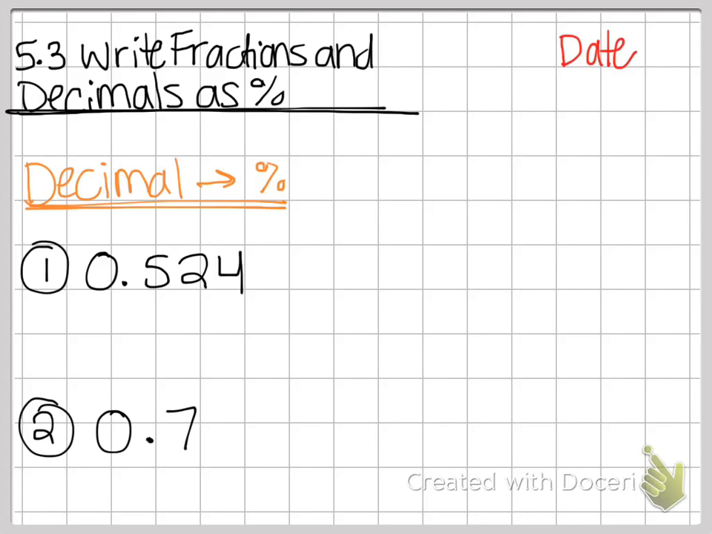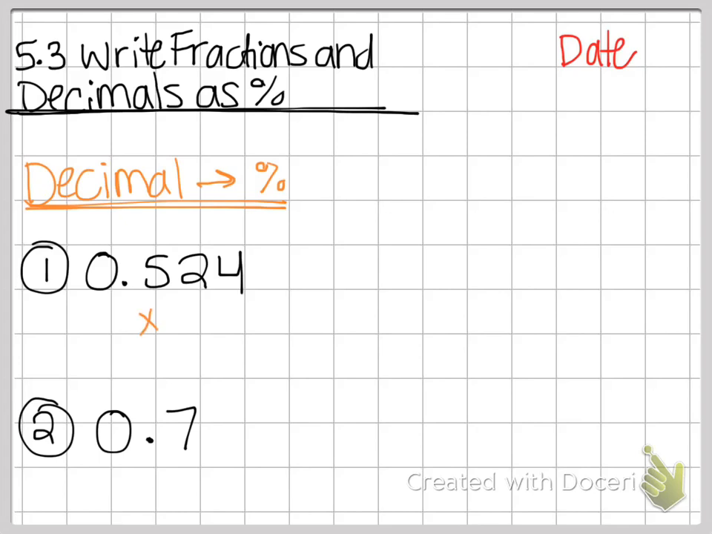So this video is going to be divided into two parts. One, converting decimals into percentages, and then fractions into percentages. Again, percentages are all out of 100. So the way to convert a decimal to a percent is to multiply it by 100.